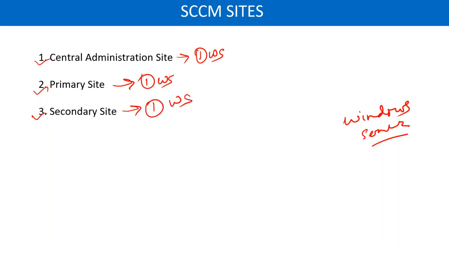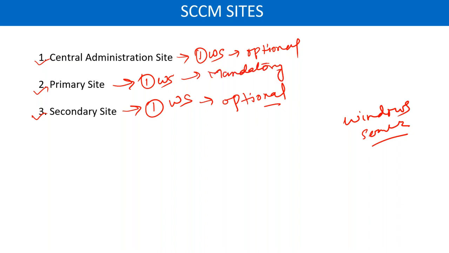Central administration site is an optional site. You may or may not need it. I'll discuss later why we may or may not need it, but for now understand central is an optional site. Similarly, the secondary is also an optional site in SCCM. But the primary is the mandatory one. Without this, you cannot manage devices. This is the main one, the primary site. Without primary, you cannot manage devices. Simple as that.